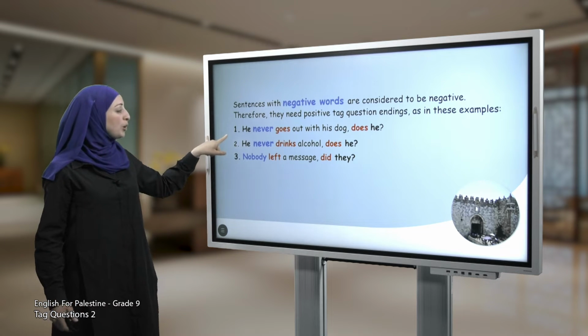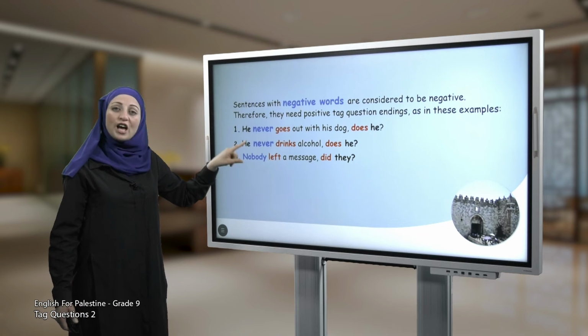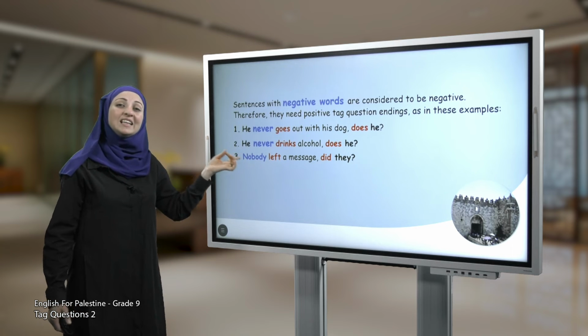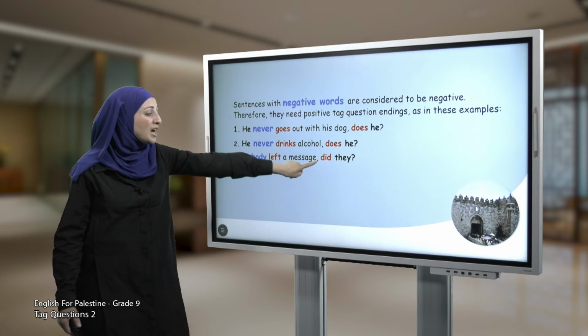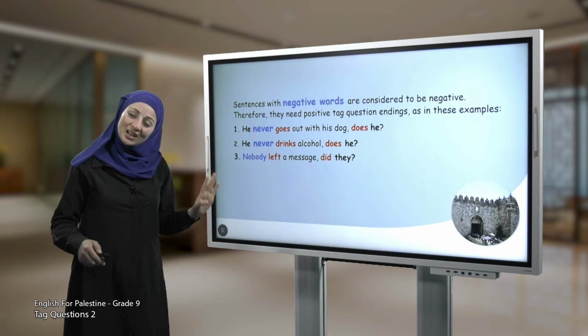Let's see. Number one, he never goes out with his dog. The tag question, does he? Number two, he never drinks alcohol. Tag question, does he? Number three, nobody left a message. The tag question here, did they? Because I have a verb in the past, which is left, but also I have something negative in the statement, so I used a positive tag question. Is that clear? I think yes.